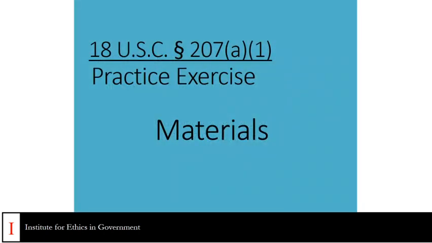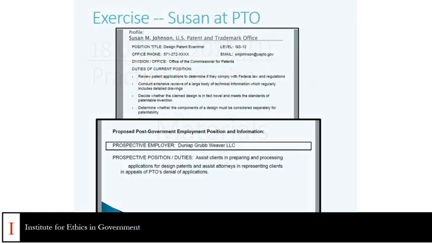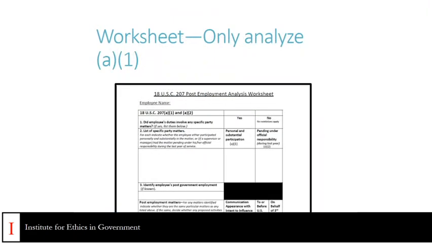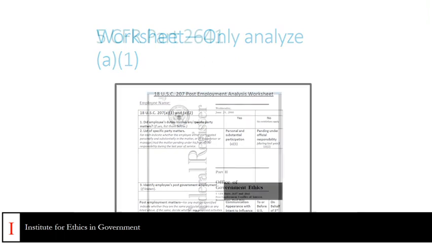So we've given you a practice exercise, and these are the following materials that we've given you. We've given you a profile of our hypothetical employee, who is Susan Johnson, who is a patent examiner at the U.S. Patent and Trademark Office. We've given you a worksheet where you will be able to apply the various elements of the statute in this worksheet, and we will be using this worksheet in the course of our debrief. We would ask you to only do an A1 analysis on our profile for Susan Johnson.